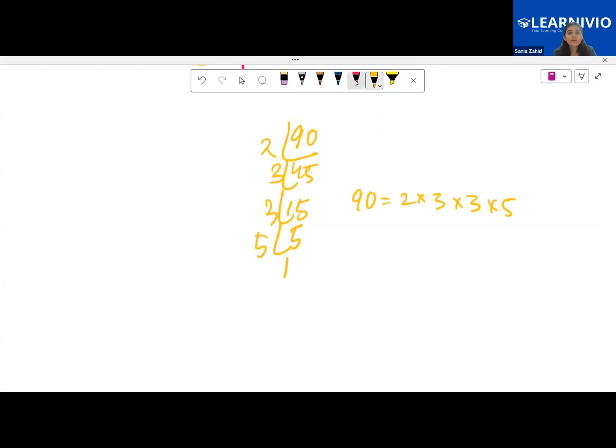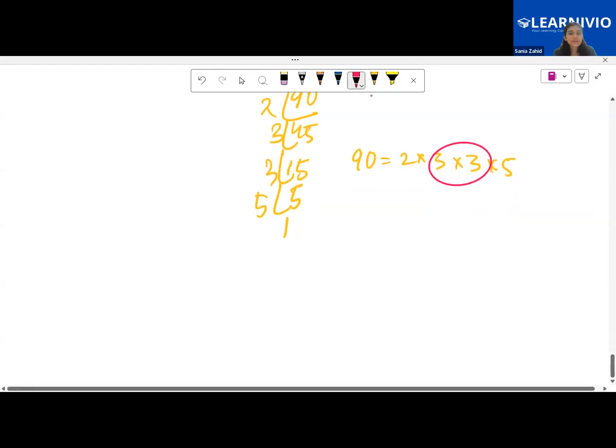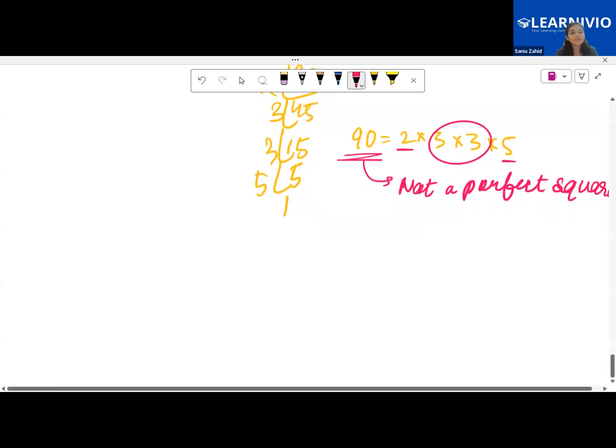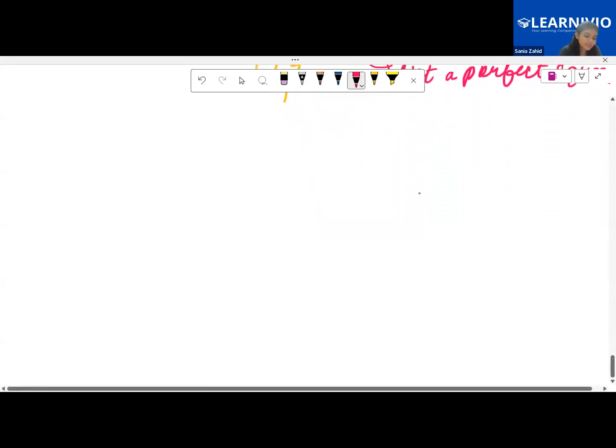Fine. Now you have one pair. One pair of 3 is here. Right. Now what about 2 and 5? 2 and 5 are left alone. That means they cannot form any pair. Hence, 90 is not a perfect square. Okay, a perfect square number has all the prime factors in the paired form. They're not present individually.